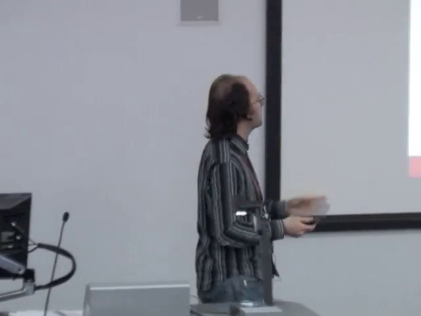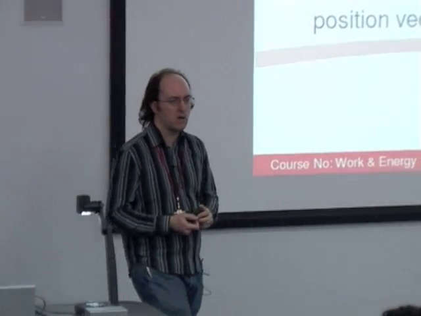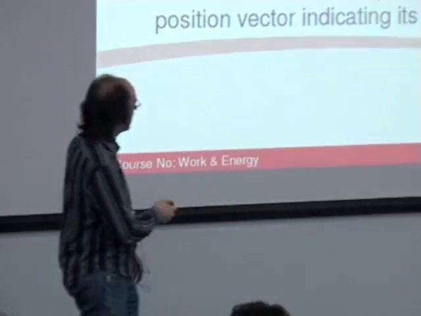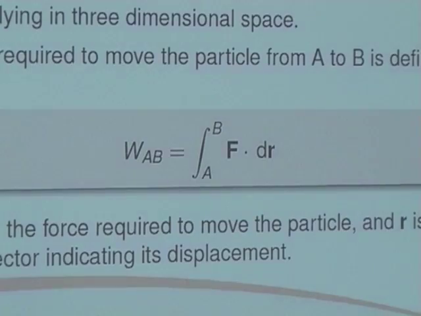So, if we imagine a particle lying in 3-dimensional space, okay, the work required to move the particle from point A, arbitrary point A, to point B, is this thing here. It's the integral of the force times the change in its displacement vector. Okay, these are 2 vectors. We know what this is. This is a dot product. Okay, we covered that in the first lecture. We know that a dot product comes out as a scalar, which is why work is written in italics. Work is not a vector; it is a scalar. And F is the force required to move the particle, and R is the position vector indicating its displacement.